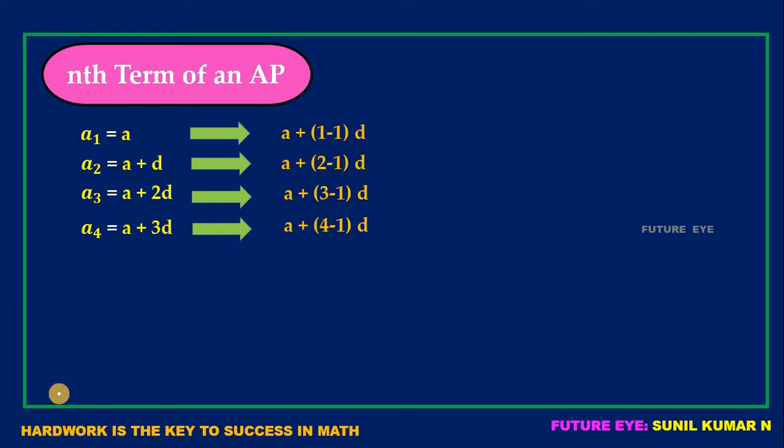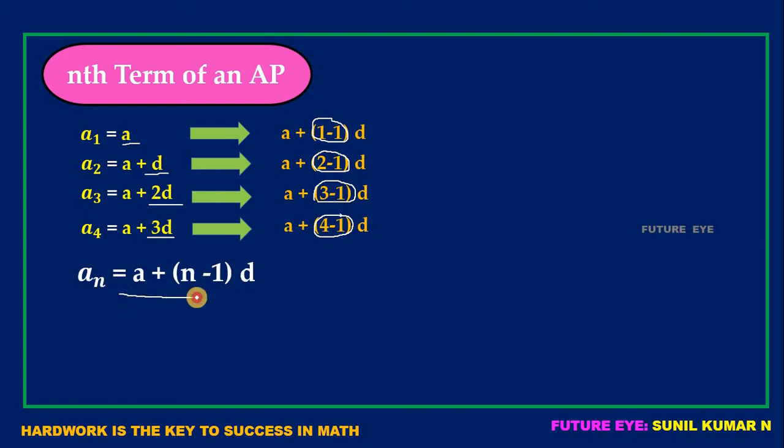So why I am explaining this is, see, to get the first term, we have subtracted 1 from 1. To get here 1d, we have subtracted 1 from 2. To get 2d, we have subtracted 1 from 3. To get 3d, we subtracted 1 from 4. Similarly, to find the nth term, in n, you have to subtract 1. So the first term is written as it is, and d is as it is. Thus, an is equal to a plus n minus 1 into d.